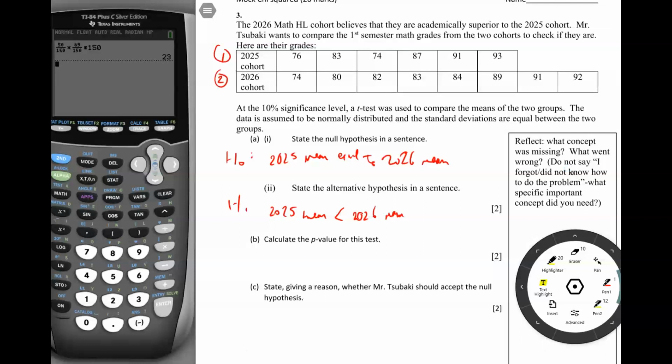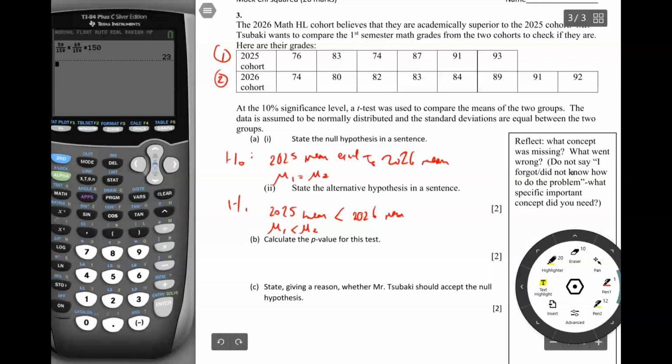So on the calculator, the way you're going to see this is we're going to see mu1 is less than mu2 because its group 1 mean is less than the group 2 mean. The 2026 cohort is group 2. It's greater than group 1. Okay, and then this one is mu1 is equal to mu2. Calculate the p-value for the test.